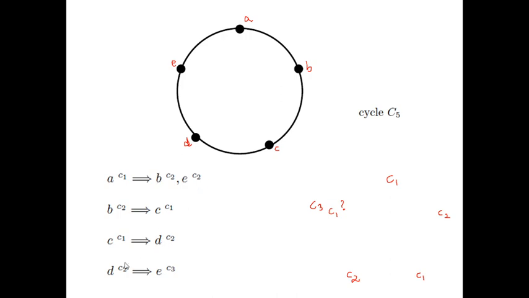Now D is adjacent to E. D has color C2, so E has to be colored C3, because if you put E as C2 here, these two colors will be equal. So E as C2 is impossible. This won't be possible. Observe this by an example.